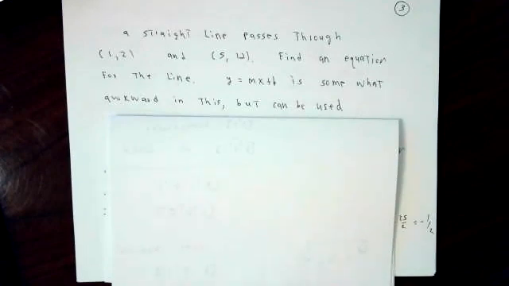I want to look at this situation. You've got a straight line. It passes through the point 1, 2. That is to say, X is 1 and Y is 2. It also passes through the point where X is 5 and Y is 12. I want to find an equation that describes the straight line.